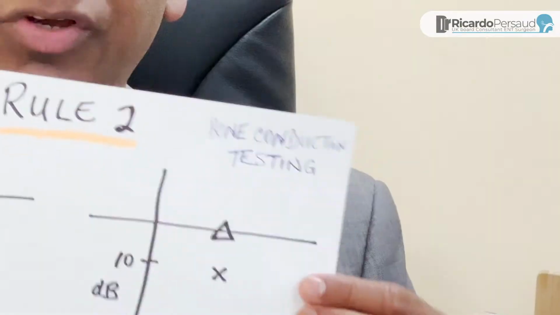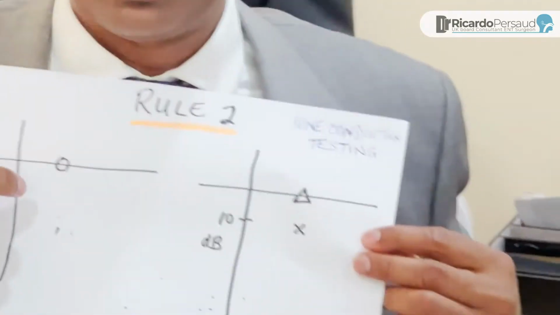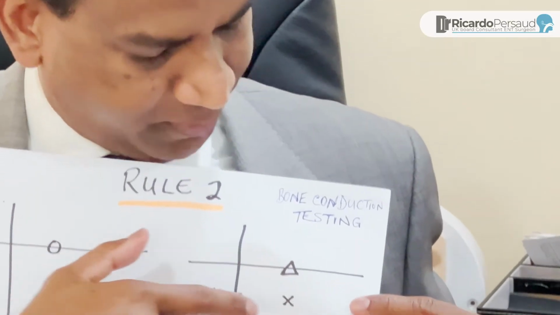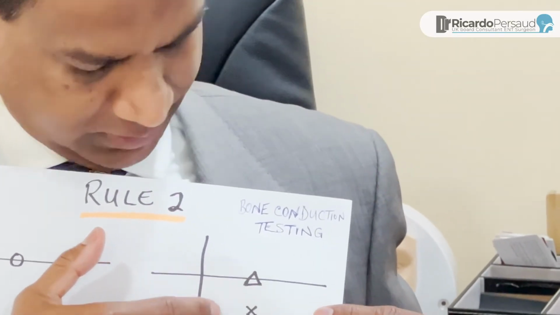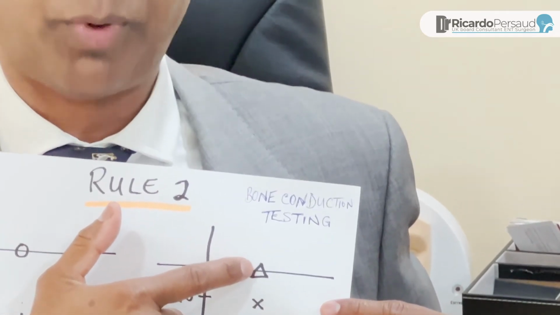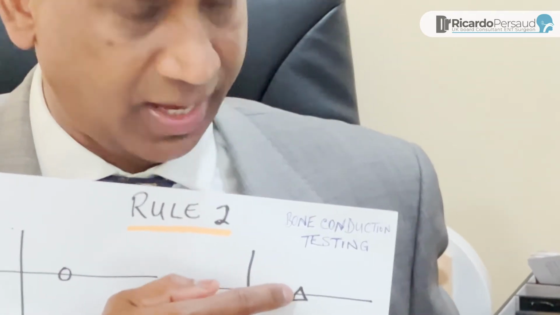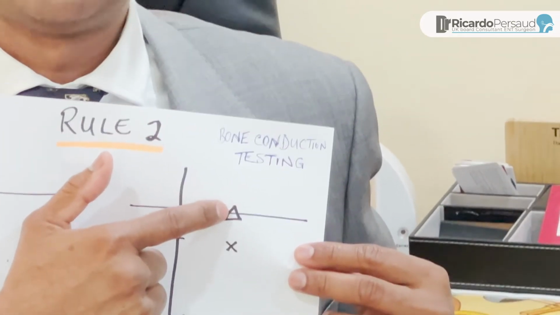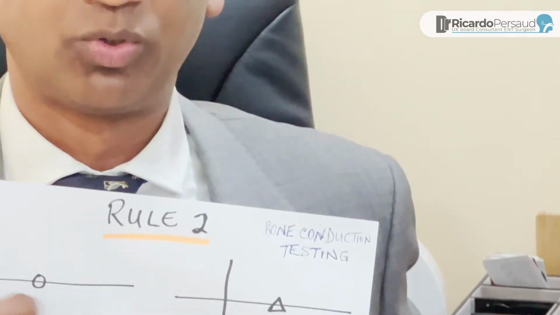So the second rule of masking has to do with bone conduction testing. Remember we said the first rule was air conduction testing. And this is the second rule of masking illustrated here. So you can see the air conduction on this side is given again at 0. But the air conduction here is, let's say, 10 dB. And the unmasked bone conduction is at this level here. Now the triangle is a British symbol, which means unmasked, and it's relevant to both ears.